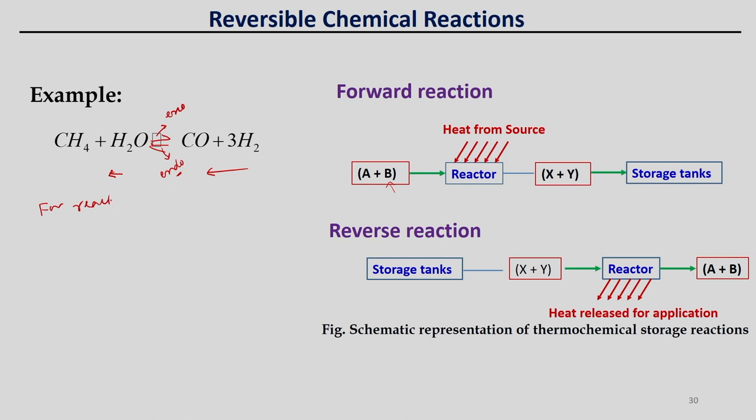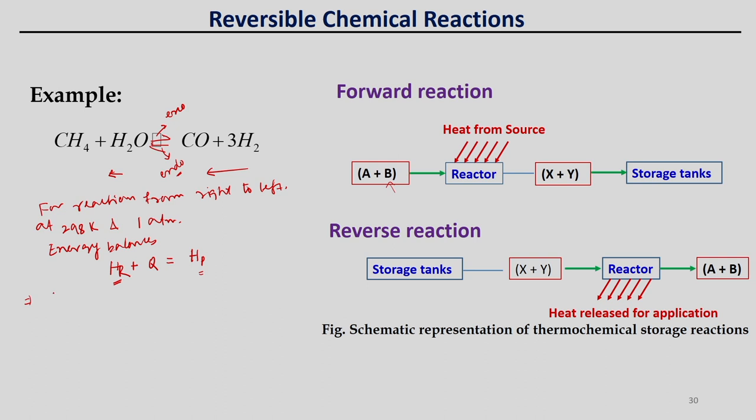for the reaction from right to left at say 298 Kelvin and at 1 atmospheric pressure. So, if you write the energy balance, then it will be something like HR plus Q is equal to HP. That means this is enthalpy of the reactant plus Q is equal to enthalpy of the product.